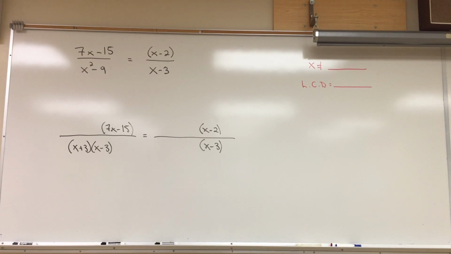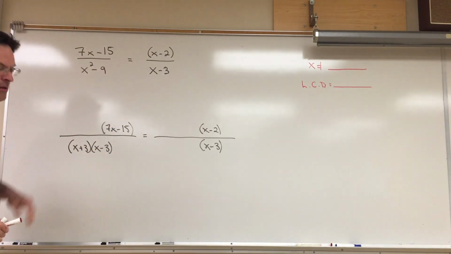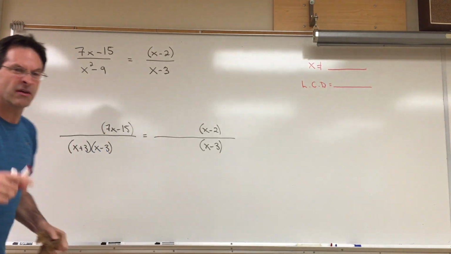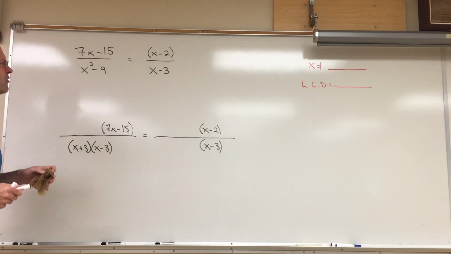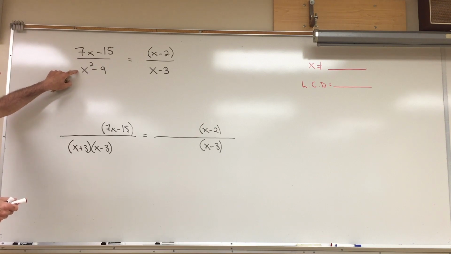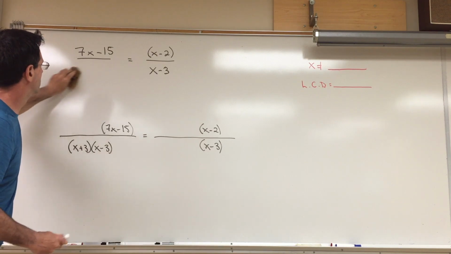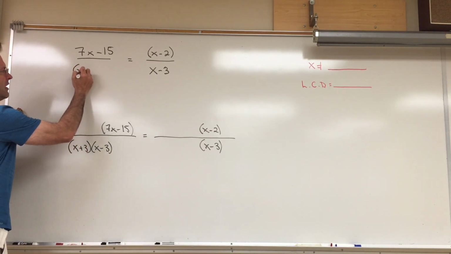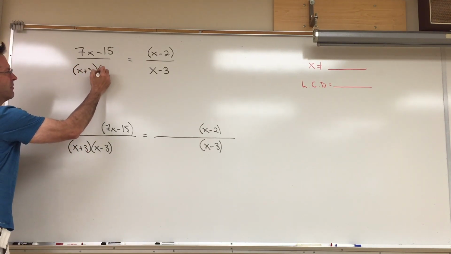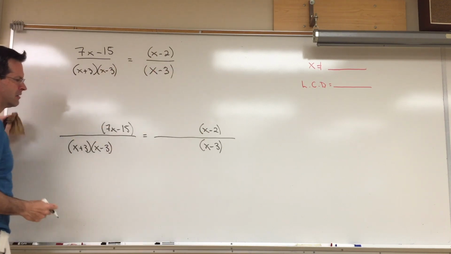Okay, here's another example. It's getting a little more challenging. We've got binomials in the denominator. Remember, the first step is to factor all our numerators and denominators. The numerator can't be factored, but hey, x squared minus 9, that's a difference of squares. I can factor that. It factors to x plus 3 and x minus 3. Brackets around there. Good.